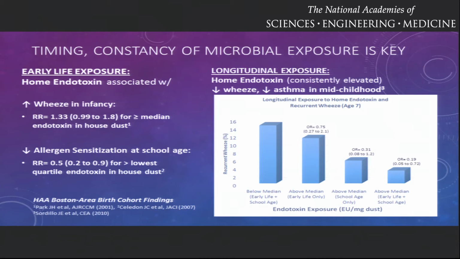And then here's a graph showing longitudinal exposure. So it's clear that the infant window matters, but later on might matter too in terms of exposure. So here we see a decreasing trend for recurrent wheeze that's lowest. So you appear to be most protected if you were exposed to higher levels of endotoxin, both in infancy and at school age. So this is a recurrent wheeze outcome at age 7. Current asthma findings were quite similar to this.